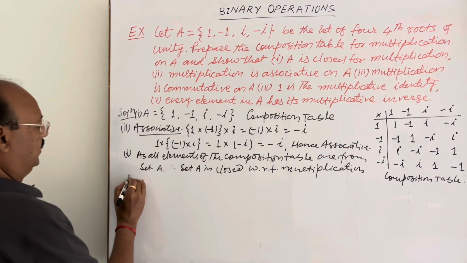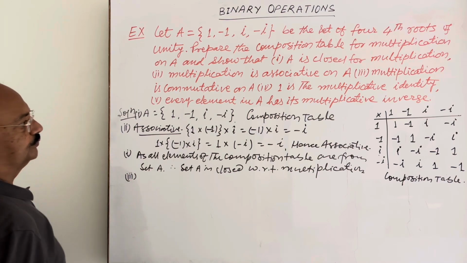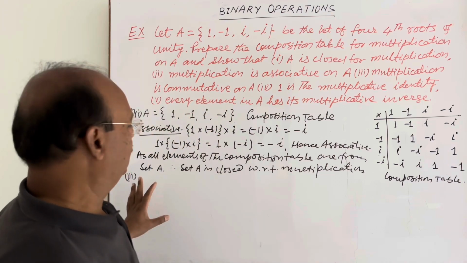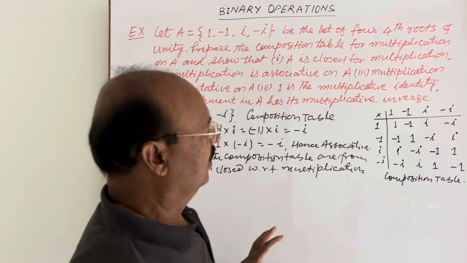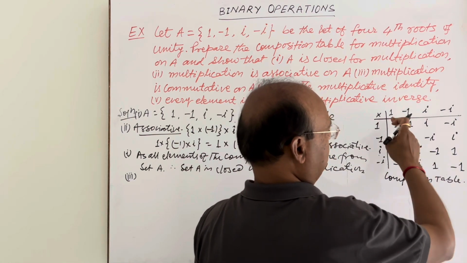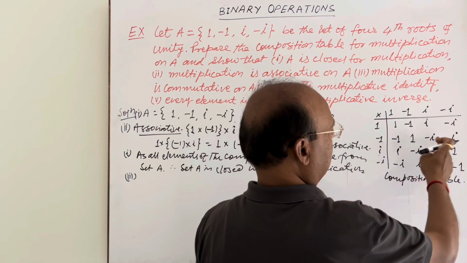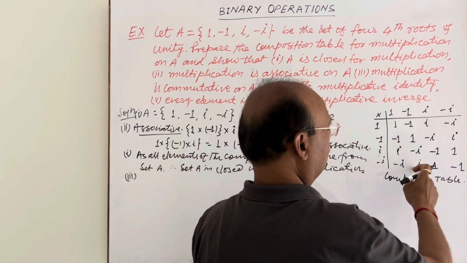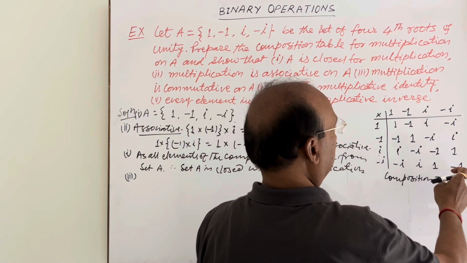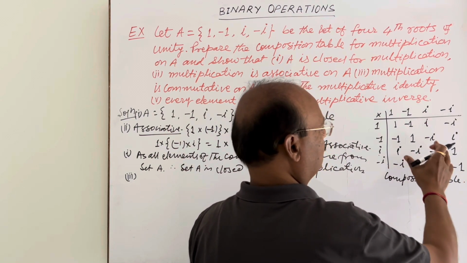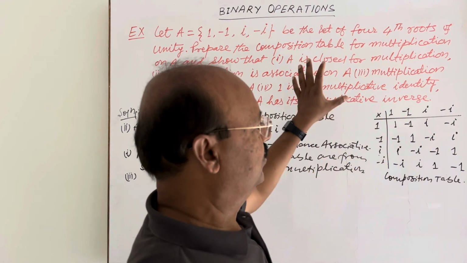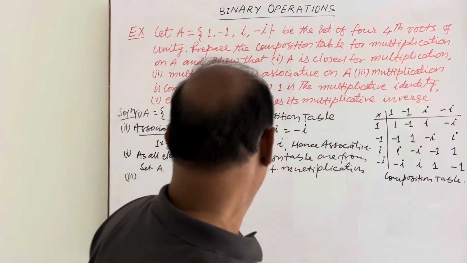Now let us come to third. Third is multiplication is commutative. Simply here we have to write the statement that the first row is coinciding with the first column, the second row is coinciding with the second column, the third row is coinciding with the third column, and the fourth row coinciding with the fourth column. So this set A is commutative with respect to this operation of multiplication.